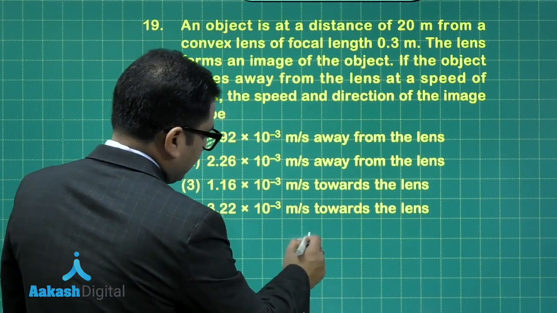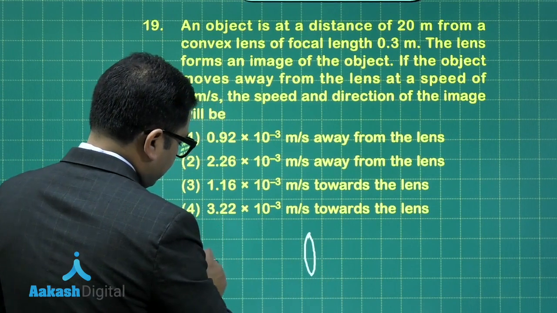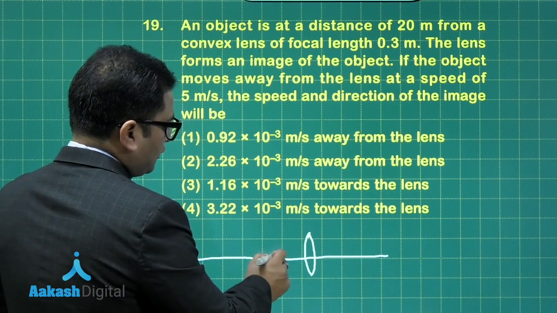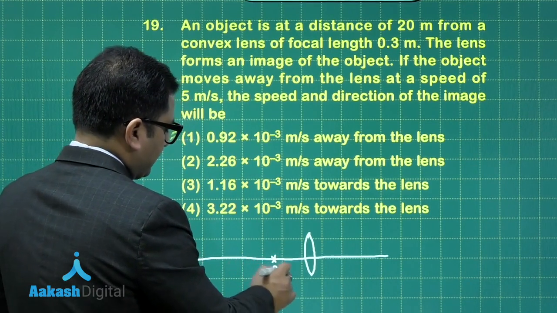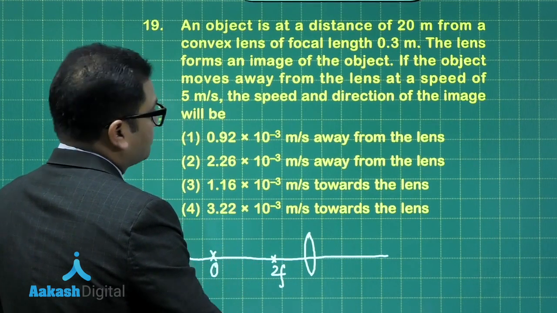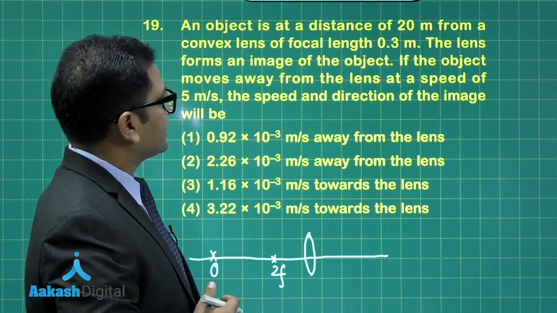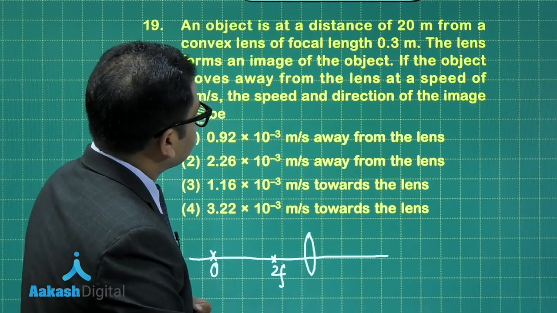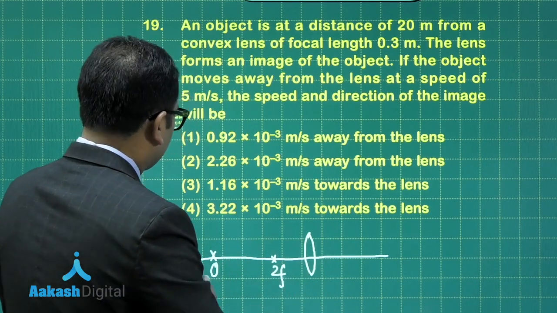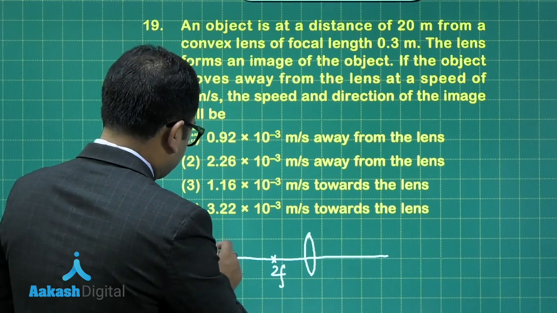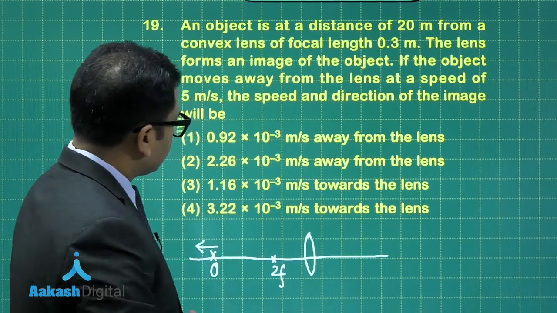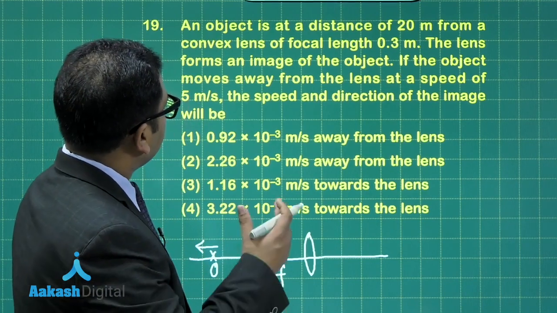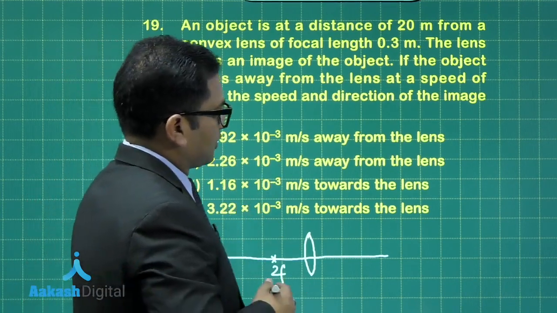What we'll see is that here is the lens, and this is the principal axis of the lens. Okay, so of course 2f is somewhere here, and the object is here, and the object is at 20 meter at this instant, and it's moving away from the lens at a speed of 5 meter per second. Now we need to calculate the speed of the image at this situation.